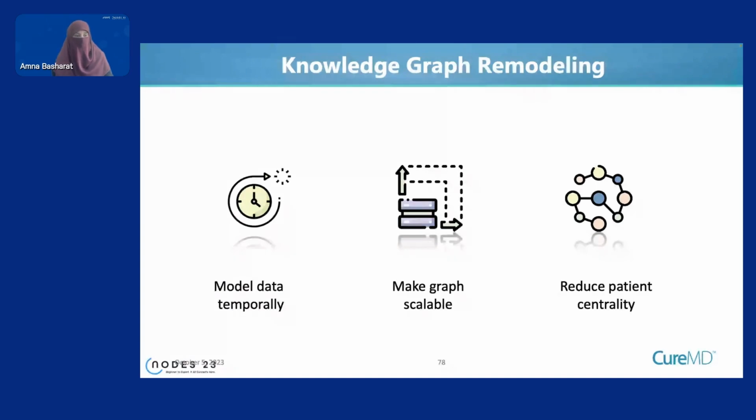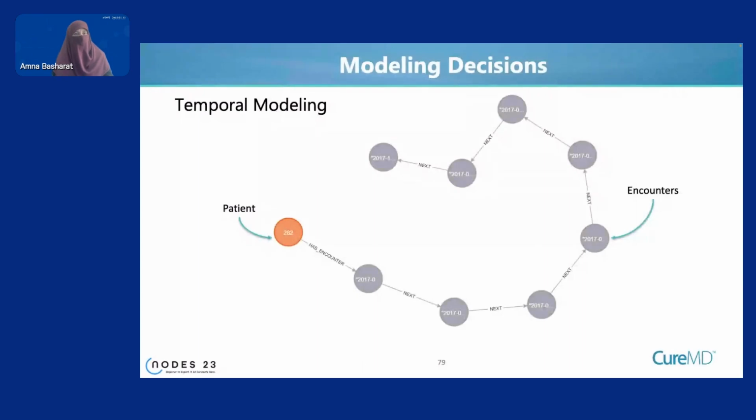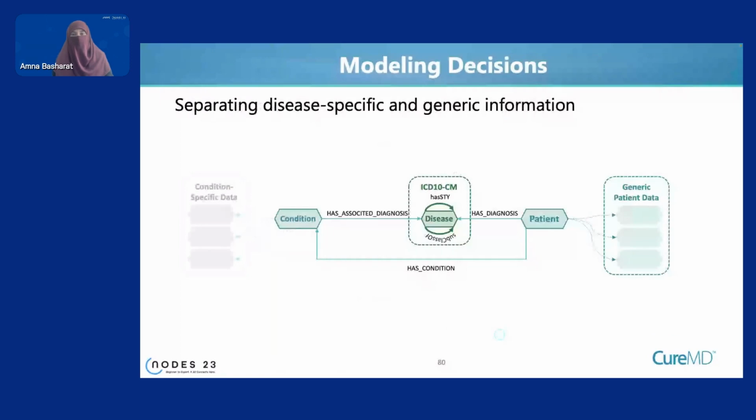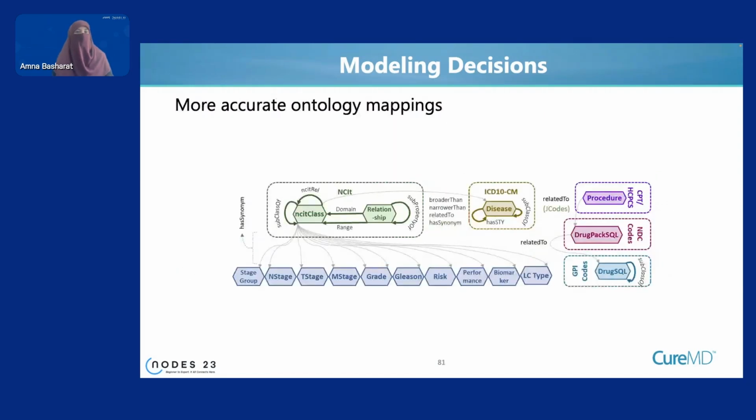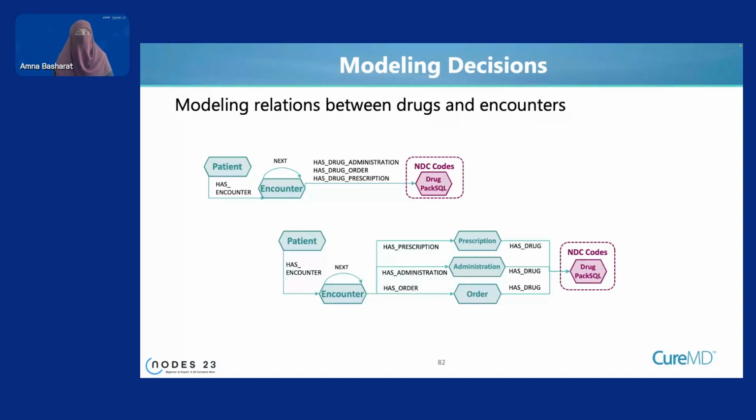And then another major goal was to improve or refactor the schema of the graph so that we could reduce the patient centrality. Some of the improved modeling decisions that we've taken: we've modeled the encounters temporally with this next relationship in the graph. We are also identifying disease-specific and generic information and separating that out as well. We are also providing for more accurate ontology mappings, separating those out to disease-specific annotations. And we are also improving relations between drugs and encounters.